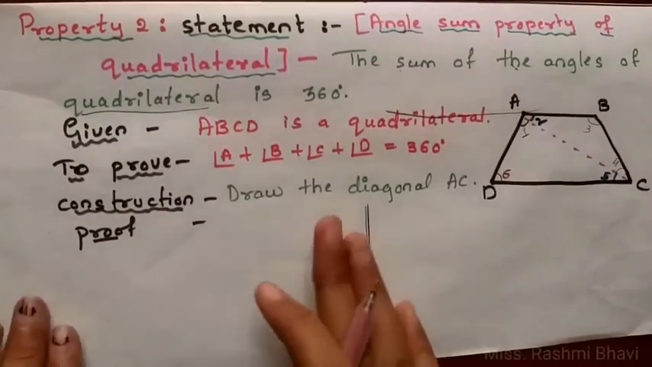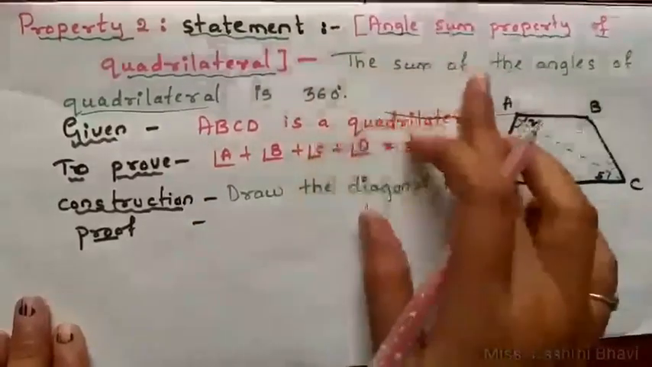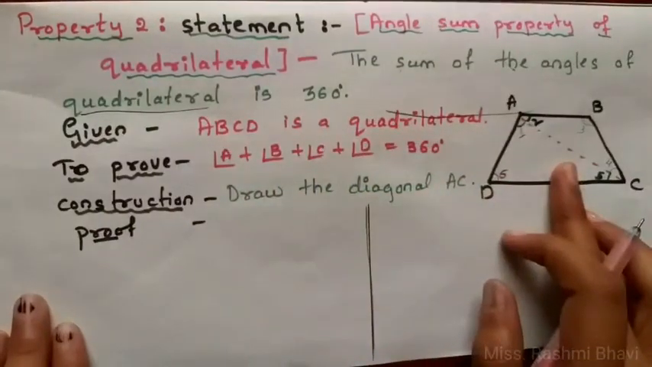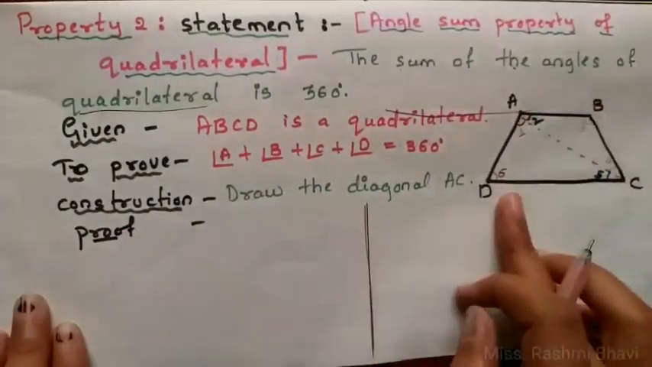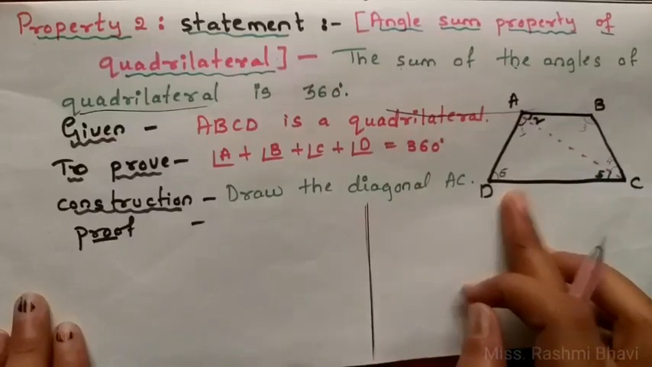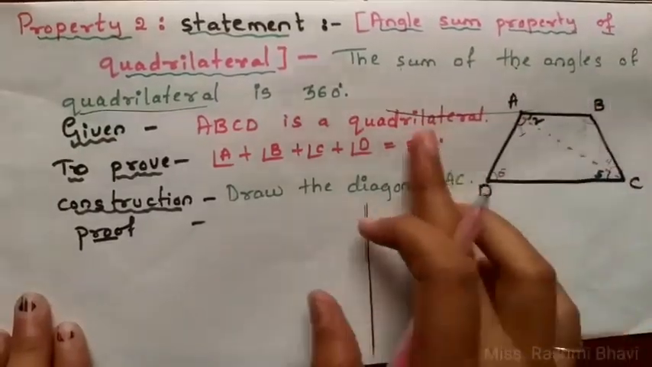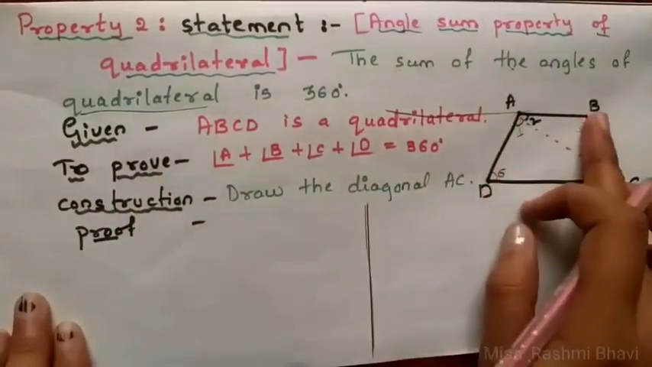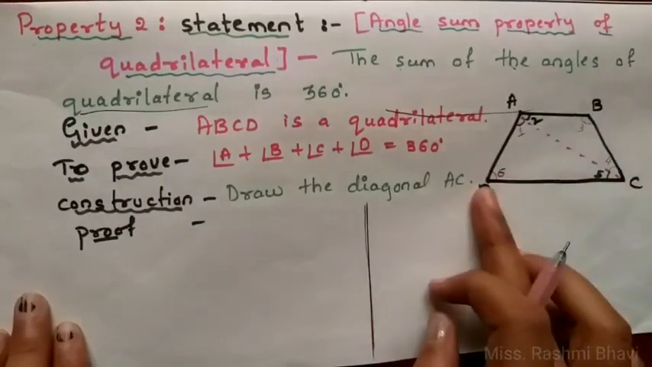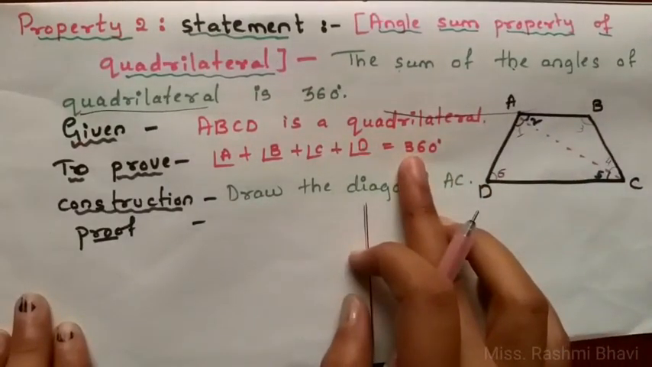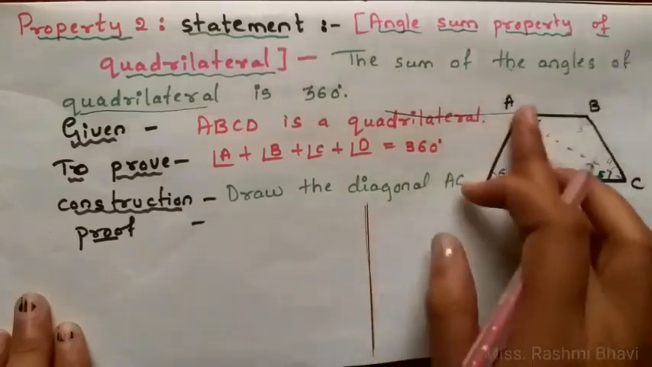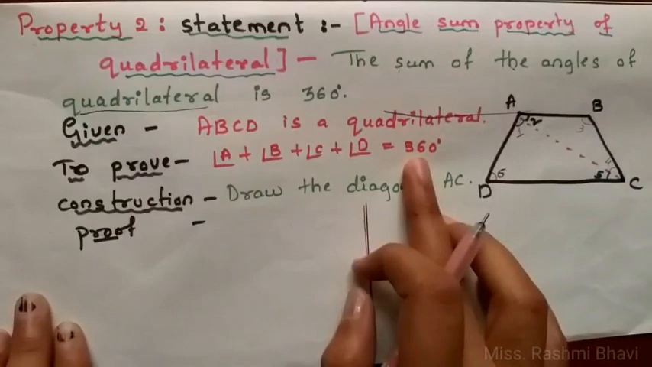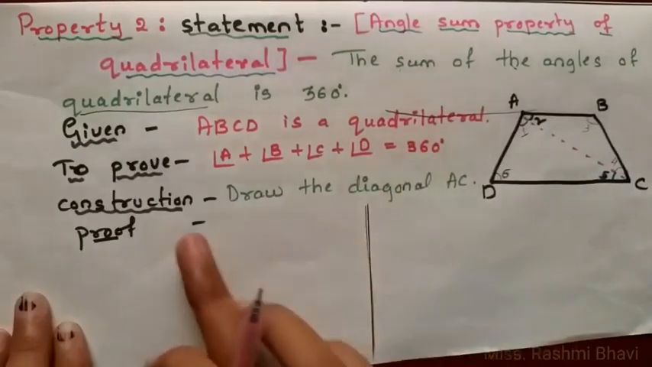So let's start the proof. The statement is: the sum of the angles of a quadrilateral is 360 degrees. What is given here? ABCD is a quadrilateral. What we have to prove: angle A plus angle B plus angle C plus angle D is equal to 360 degrees. Here we have to show that the sum of the four interior angles of the quadrilateral is 360 degrees. For solving this proof, we have to do one construction.